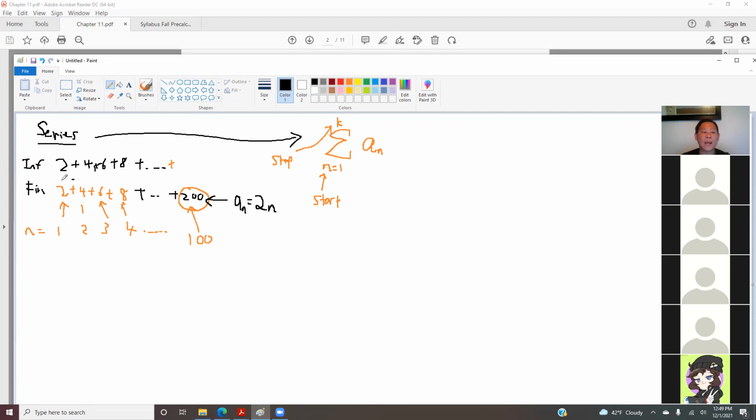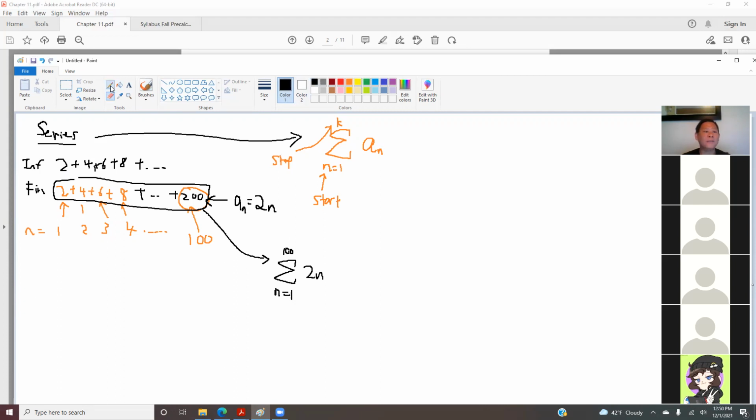So how do we write this in a summation form? Your AN is 2n because you double all your terms. You start it from the first term and you add it on what? The 100 term. Okay, so this is a finite sum. 2n means you add 2, 4, 6, 8, 10 all the way from 1 till 100.